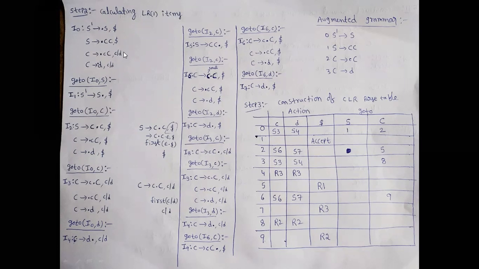Okay. So is there any doubt? These productions are named as the state I0. Is there any doubt with this one, how we are calculating the look ahead? Anyone? If you have any doubt, ask. No, sir.